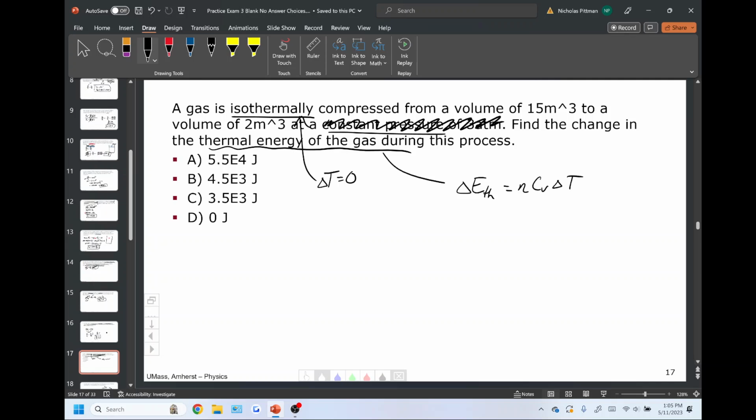Okay, but delta T is 0, so delta E thermal is also 0. Another sort of trick question.